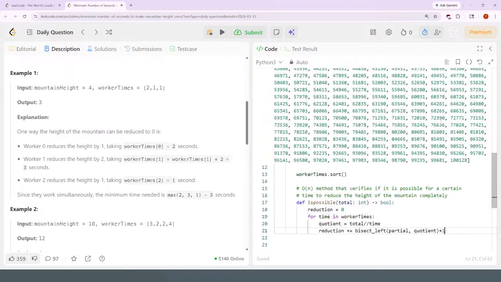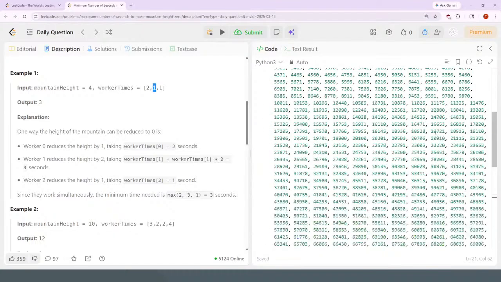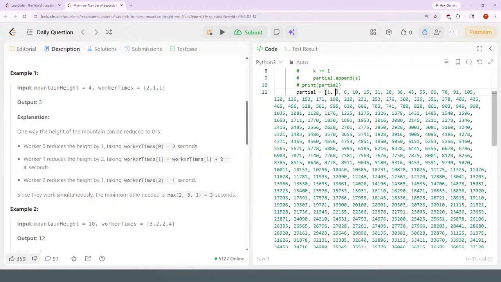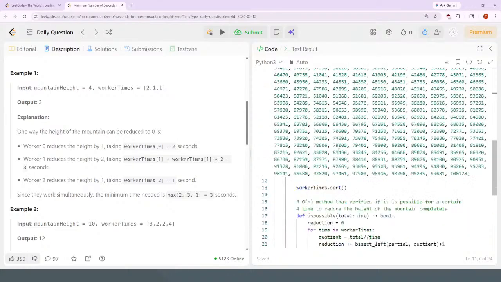I think that might be right. If the total time is 3 and worker time is 1, 3 divided by 1 is 3, and then the quotient is 3. That gives me index 2, or index 1, and then index 1 plus 2. Maybe this should be bisect right.